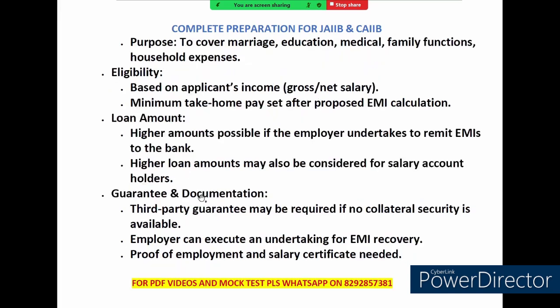Now, if we talk about eligibility, eligibility for the loan is based on your income, whether it is your gross or net salary. The loan amount can be higher if your employer agrees to directly remit EMI to the bank. Sometimes, if you don't have collateral security, the bank may ask for a third-party guarantee. Your employer can also give an undertaking to help your EMI recovery. Lastly, you will need to submit some key documents like proof of employment and salary certificate. So that's all about this part.